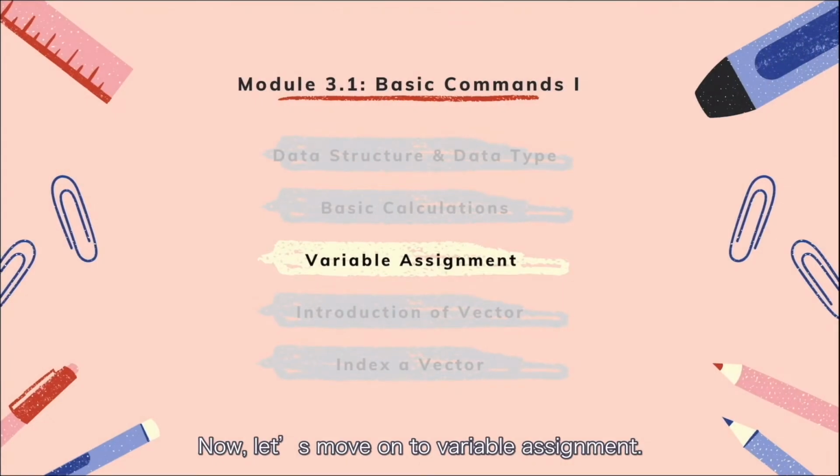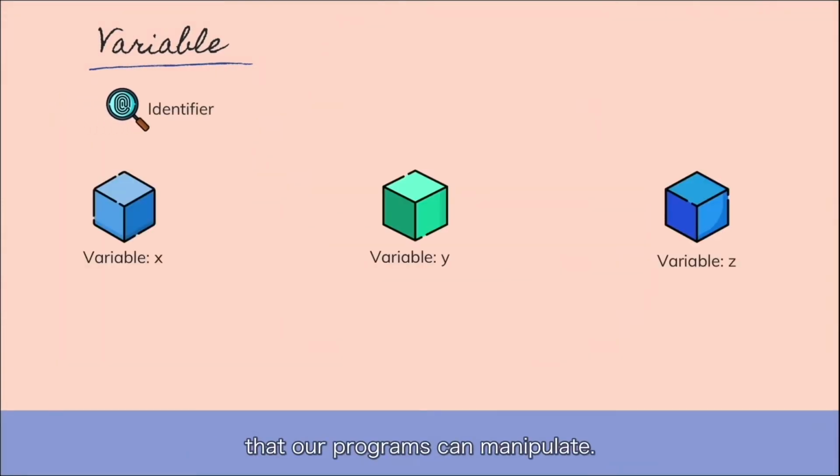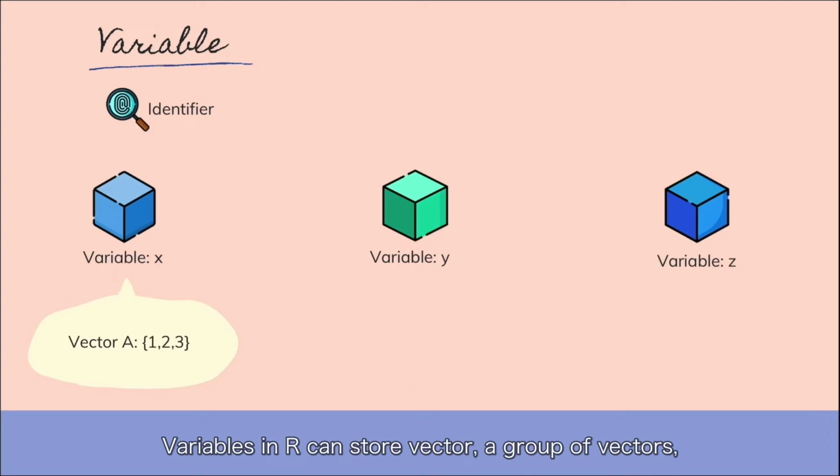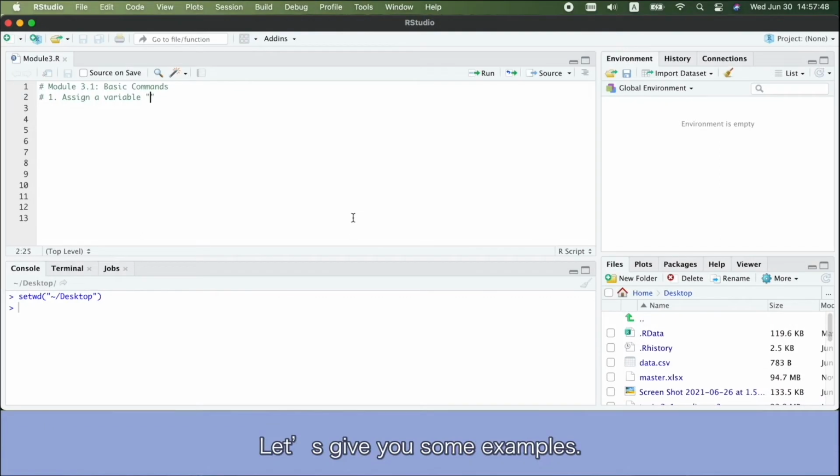Now, let's move on to the variable assignment. A variable is the identifier or the named space that our programs can manipulate. It can be anything. Variables in R can store vector, a group of vectors, or a combination of many R objects. Let's give you some examples.